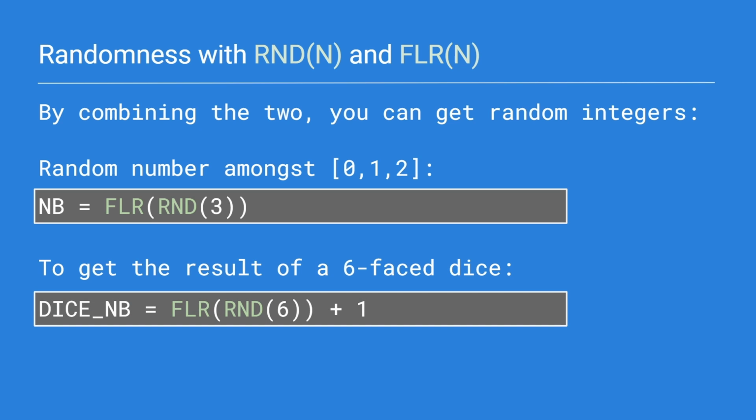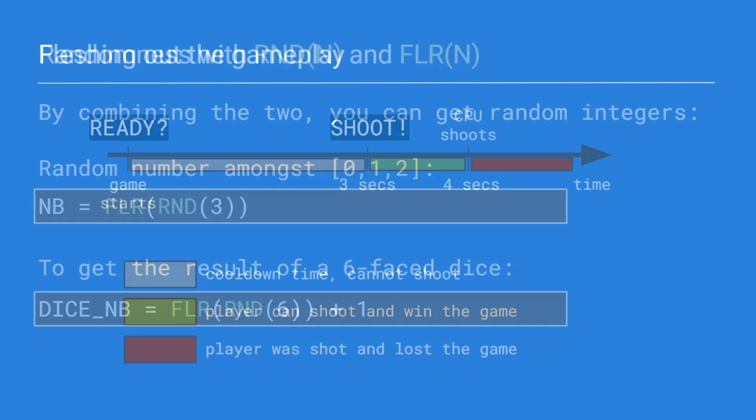In the example below, floor of rand 6 will either return a number between 0, 1, 2, 3, 4, 5, and by adding 1 to the result, the resulting dice number will be either 1, 2, 3, 4, 5, or 6. Okay, so let's go ahead and see how we can use those two instructions to make our game a little bit more fun than what it currently is.